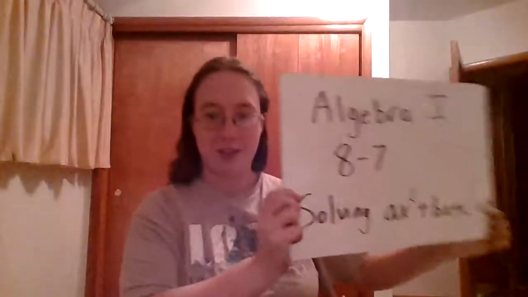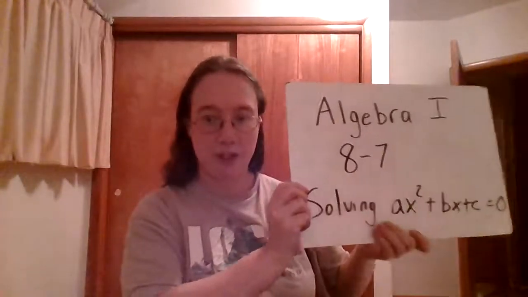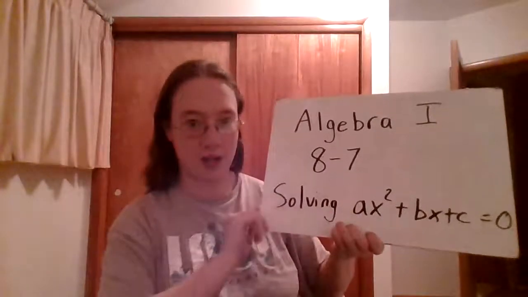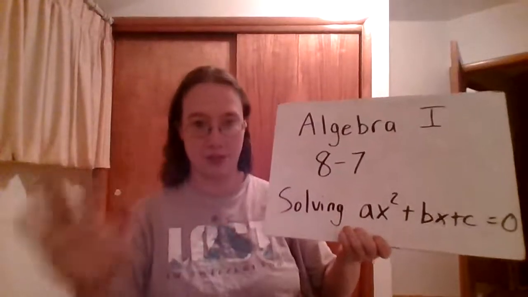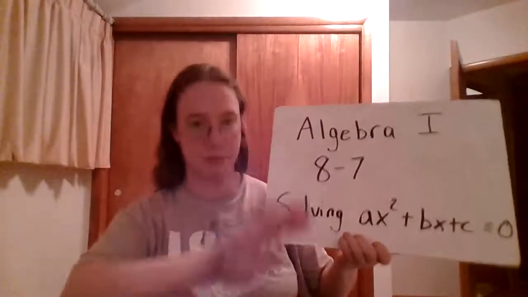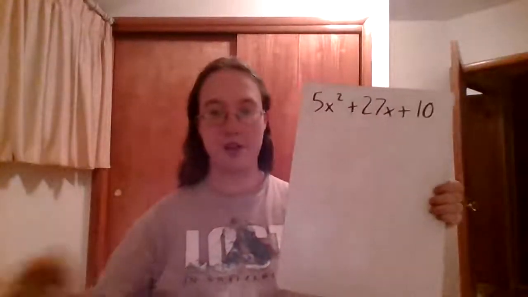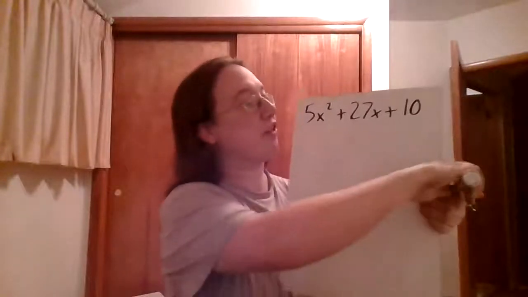Okay, so today we're looking at what we were doing in the last section, but we're going to have something in front of our x squared. So like what we were doing, but a bit trickier. So let's say we've got something like this. Let's say we've got 5x squared plus 27x plus 10.